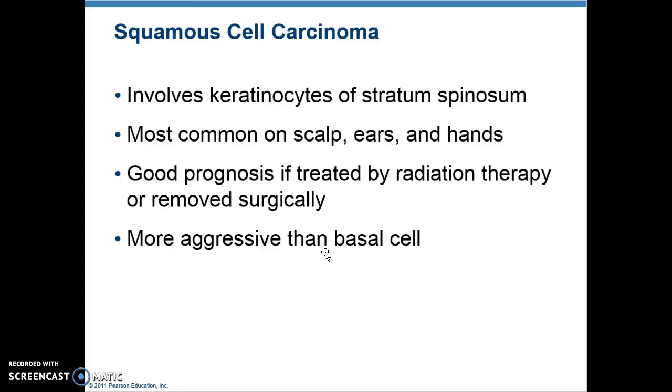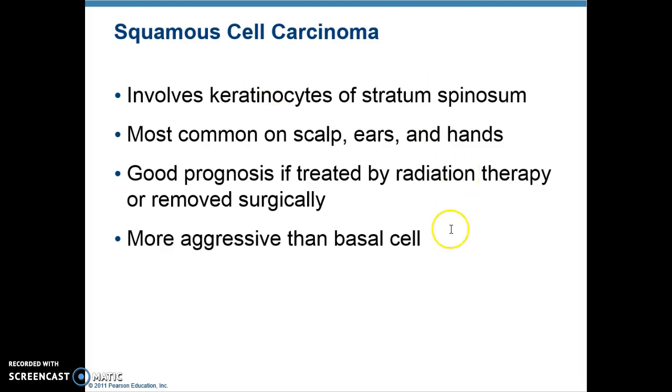Then you have squamous cell carcinoma. This arises in the keratinocytes of your stratum spinosum. So generally these are cells that don't divide, and because of mutations that they've developed, they start dividing when they are not supposed to.